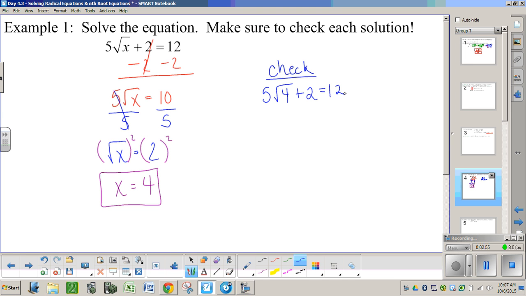Now the square root of 4 is a perfect square. That's 2. So this is really 5 times 2, so that's going to be 10 plus 2 equals 12. And I do know that 10 plus 2 is 12. And so our answer checks. So we are good to go. All right, let's take a look at the next one.